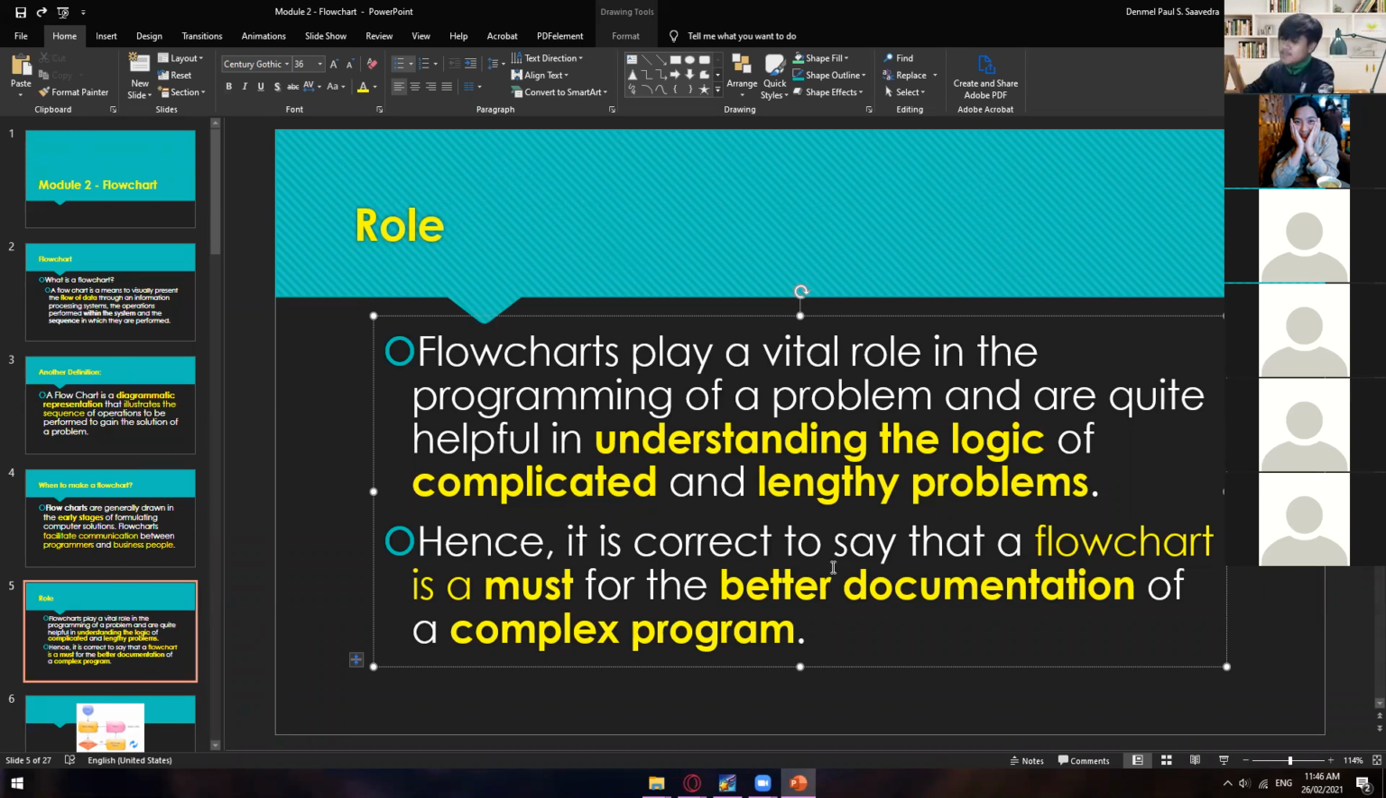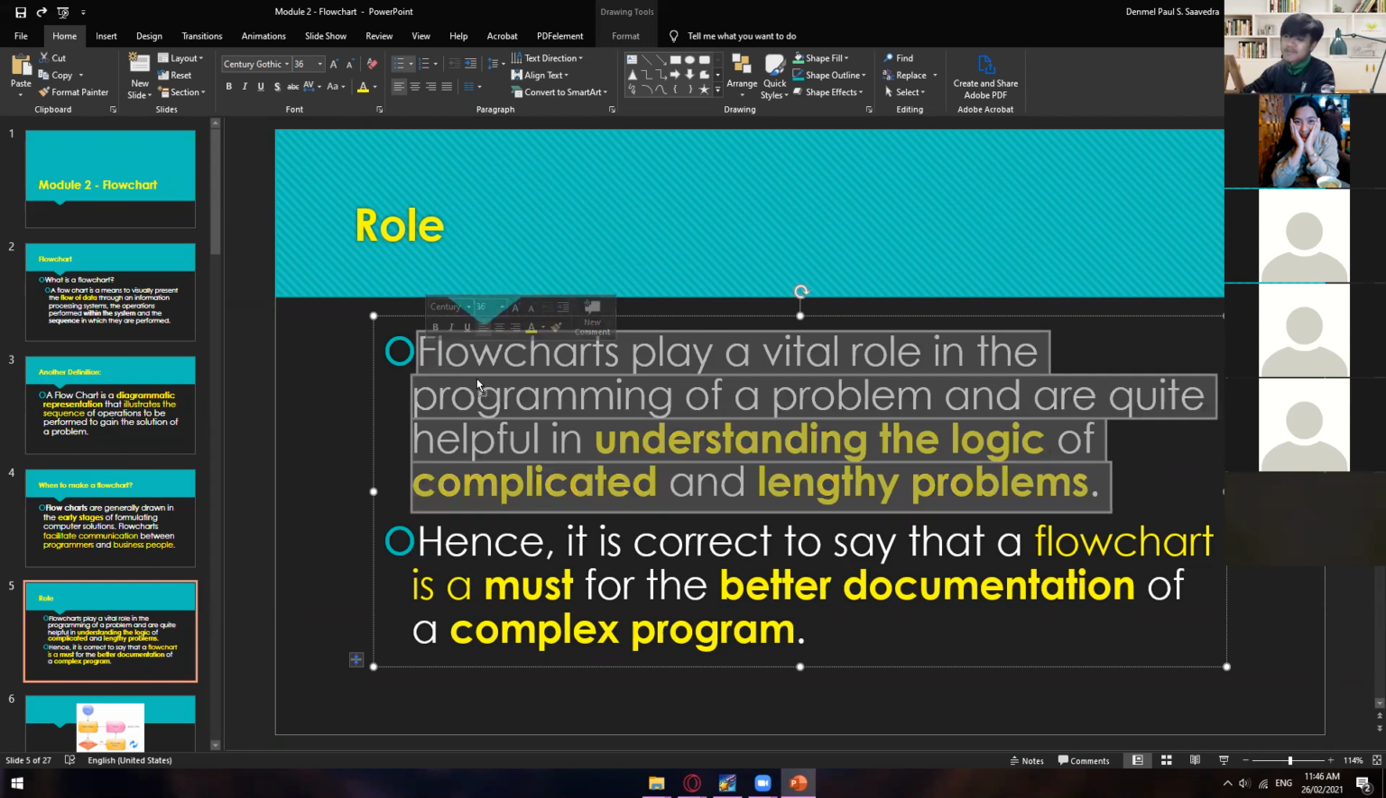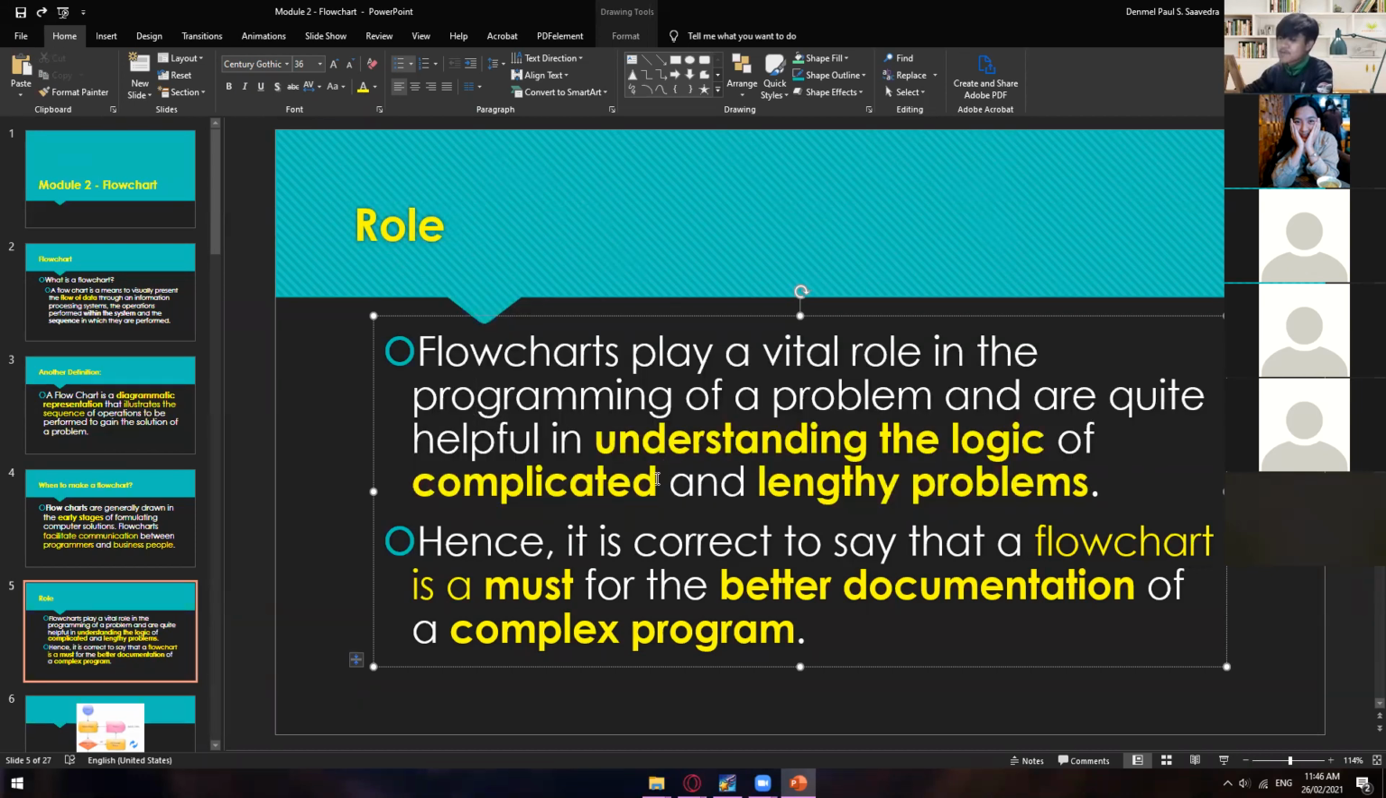So it is correct to say that a flowchart is a must for the better documentation of a complex program. Either way, even though you have a small or big project, you could say that it's still a win-win. That is why I've still included it in here, but at least you guys know the reason behind why I put this one. It's still a win-win, even though you have 5 pages of flowcharts. It's not ideal anymore, but it's still a win-win because you have better documentation.